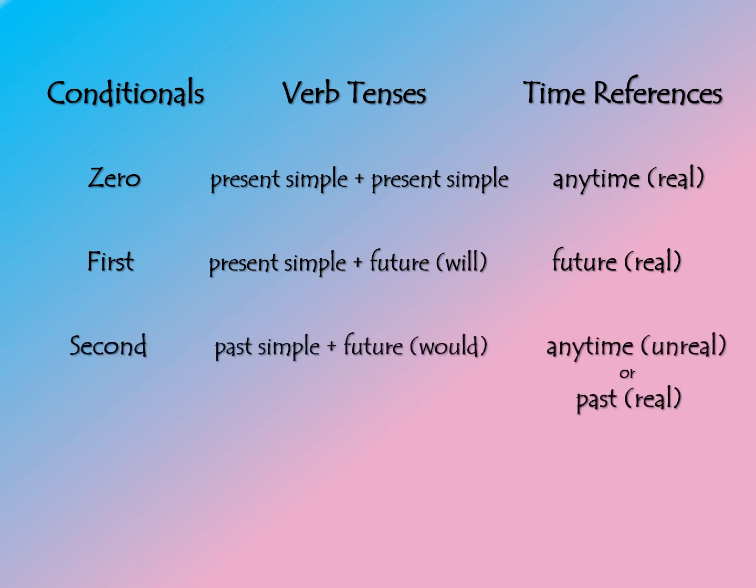With the second conditional, the verb tenses are the past simple with the future tense using would. The time it refers to is any time and the situation is unreal, or it could refer to the past in a real situation. Finally, the third conditional uses the verb tenses the past perfect and the future perfect, and the time it refers to is the past and the situation is unreal.